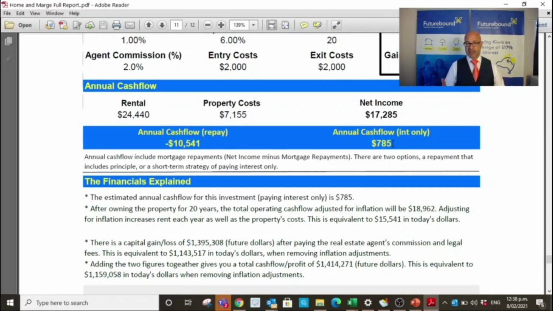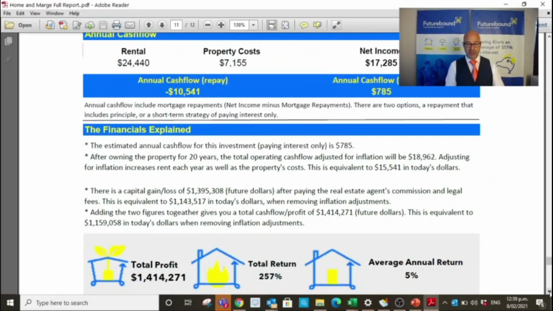All right, so that's the problem that we're trying to solve here. It's about taking action now so that you can have a much better life later on. So that's why that cash flow at 785 is small. You're making less than $1,000 a year on this property, but it is paying for itself. It's costing you nothing, and it's going up in value all the time.